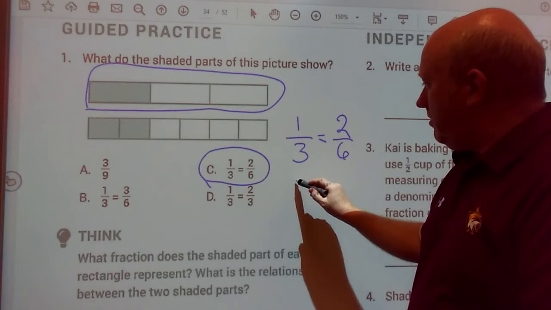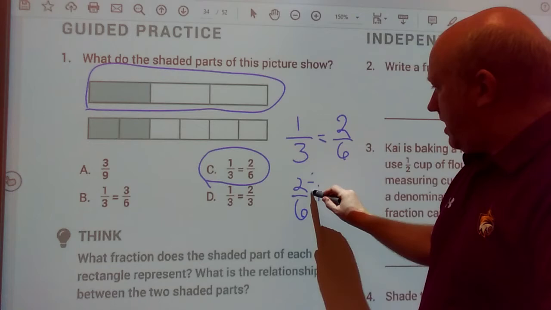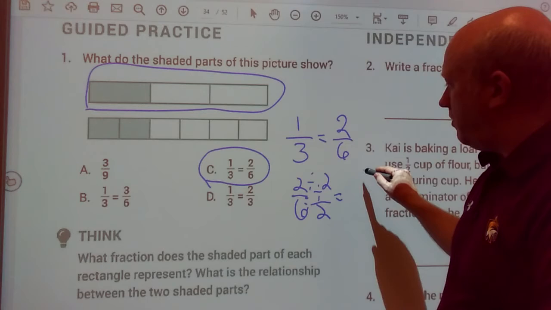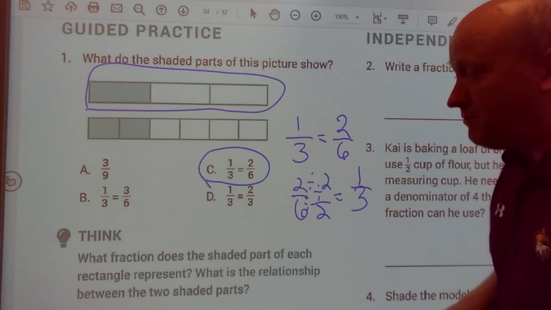remember 2/6 can be reduced. So what number can go into both 2 and 6? 2. Okay, so 2 divided by 2 and 6 divided by 2 gives me, what's 2 divided by 2? 1. What's 6 divided by 2? Well, what's half of 6? 3. And that's how you can double check your answer if you need to.